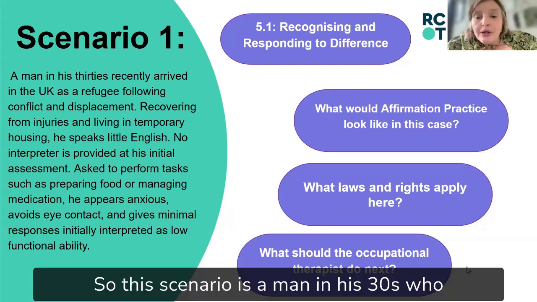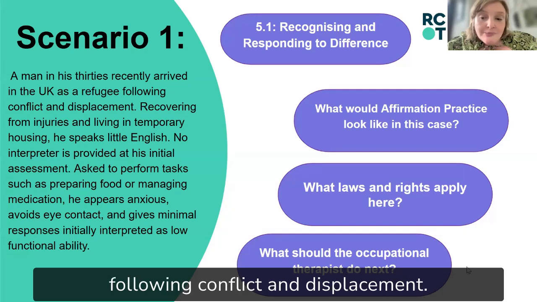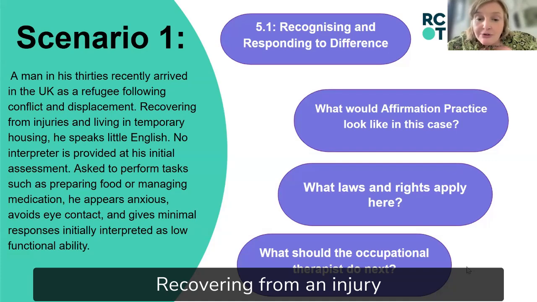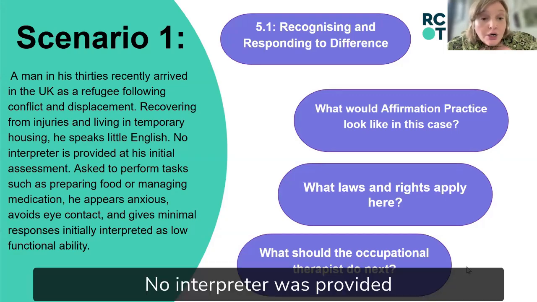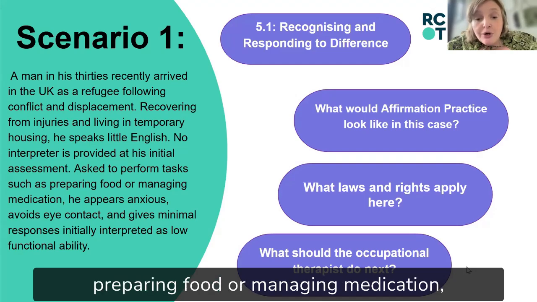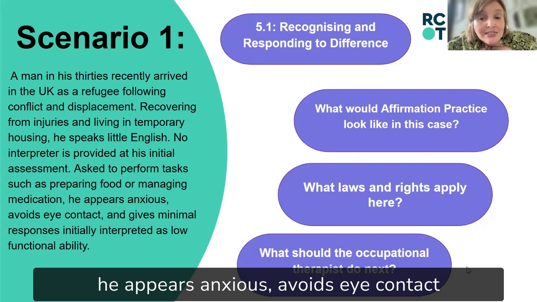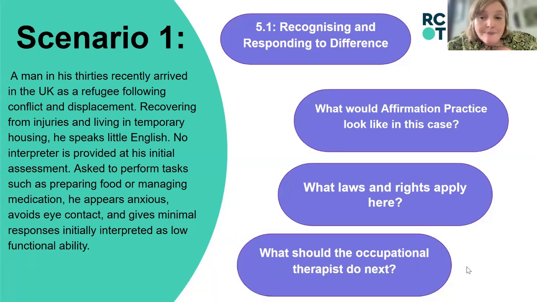So this scenario is a man in his 30s who recently arrived in the UK as a refugee following conflict and displacement. Recovering from an injury and living in temporary accommodation, he speaks little English. No interpreter was provided for his initial assessment. Asked to perform tasks such as preparing food or managing medication, he appears anxious, avoids eye contact, and gives minimal responses. Initially, this is interpreted as a low functioning ability.